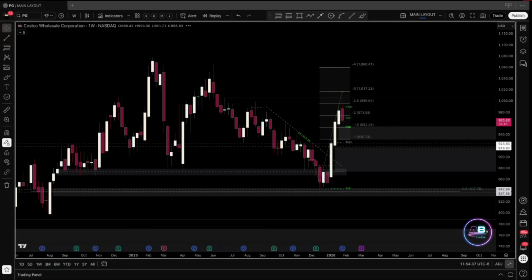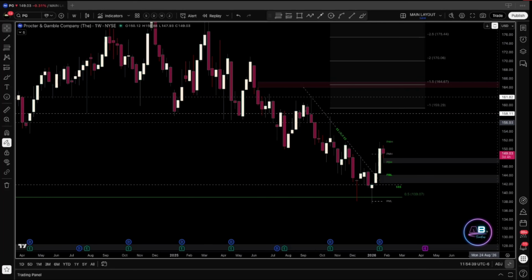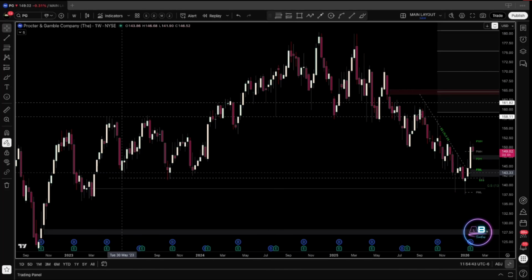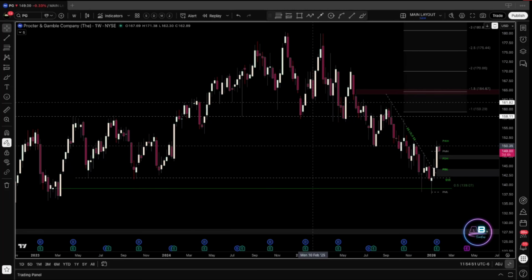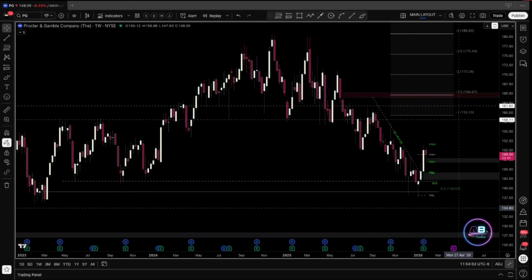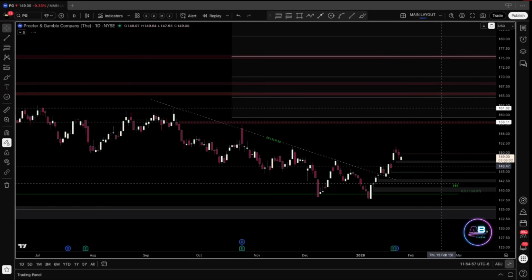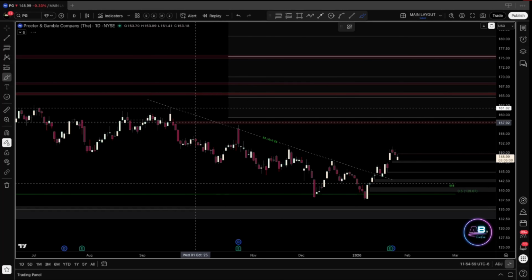So now when I go in and talk about PG, you have something very similar. PG lows from 2023 swept. Weekly OB that created the first area of consolidation before those aggressive all-time highs swept. Weekly displacement now has occurred. Let's draw it out. Look at this.